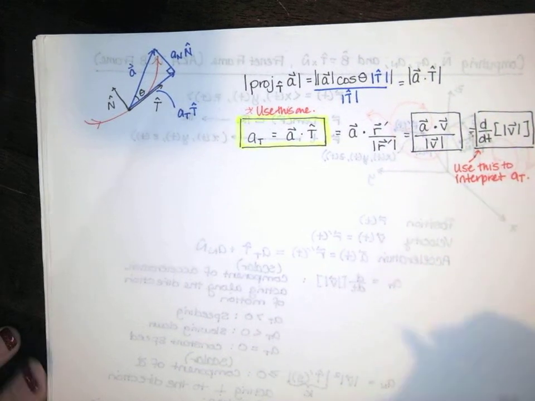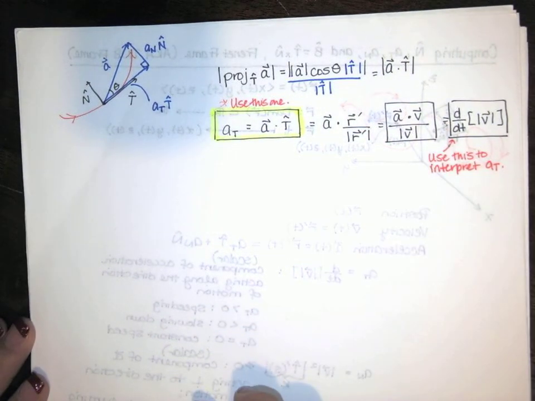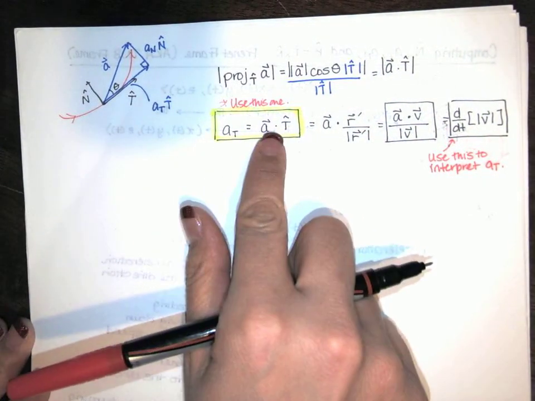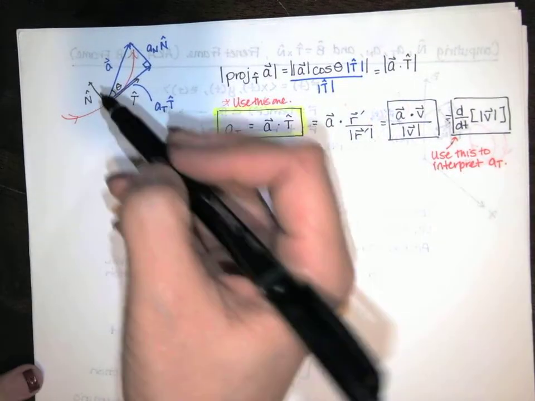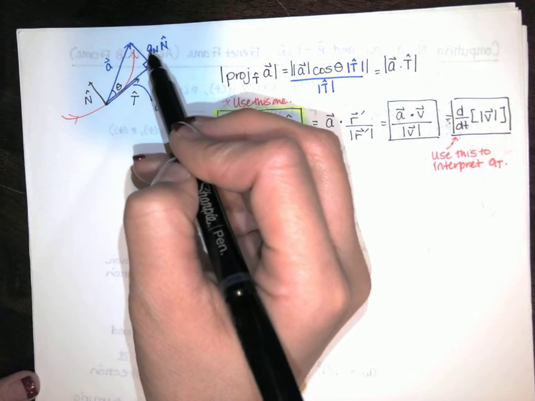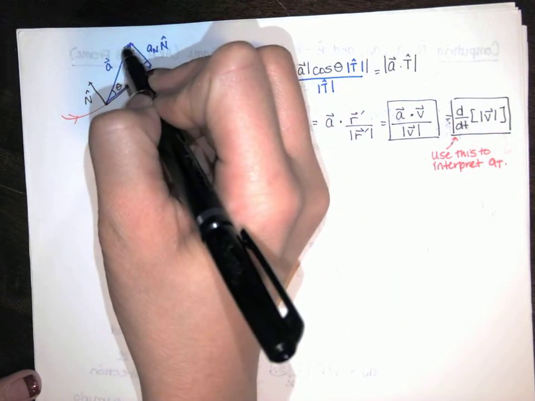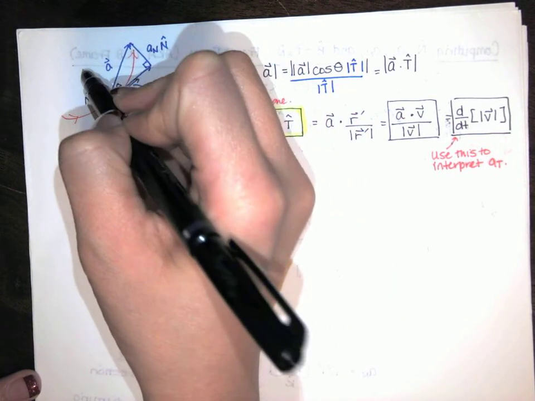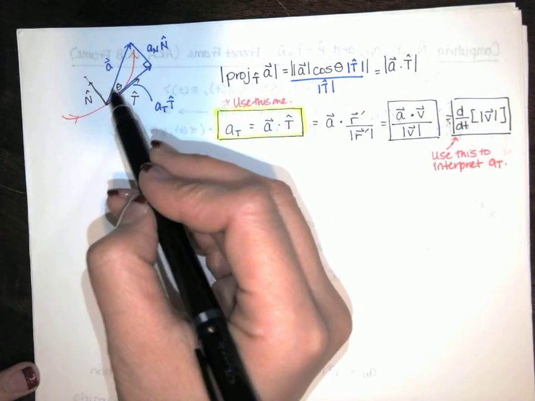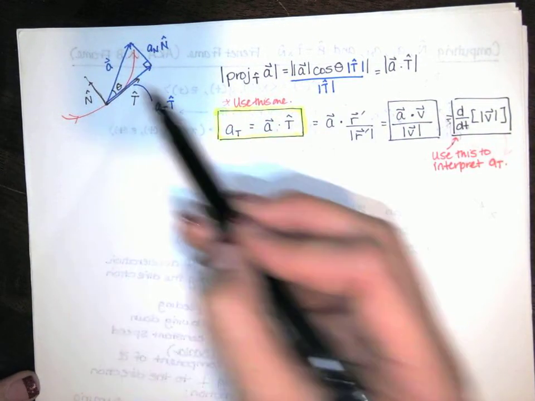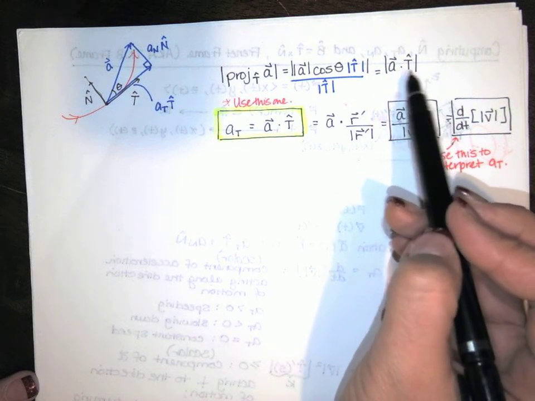If I want a physical interpretation of a sub t, it helps to think of it as the derivative of the speed. This is really easy computationally. Okay, now similarly, if I'm trying to find a sub n times n hat, well, that's just the projection of a onto this vector n. And for similar reasons, if the angle between a and n is acute or obtuse, a dotted with n hat is going to give me the right sign.